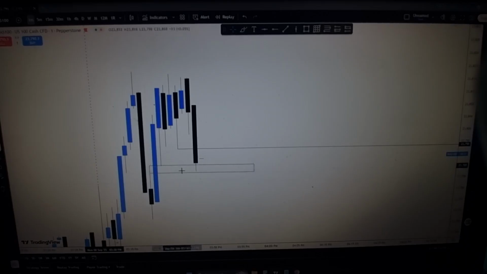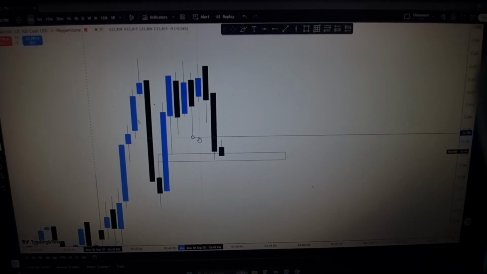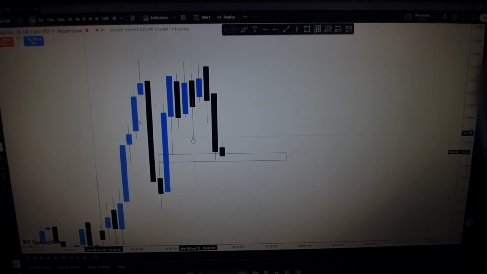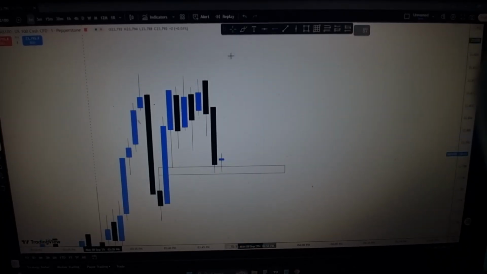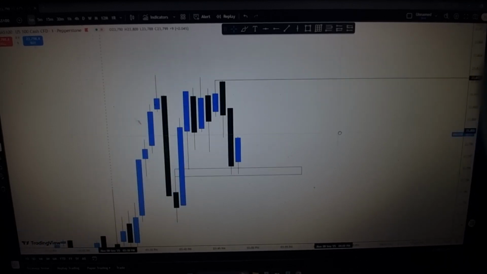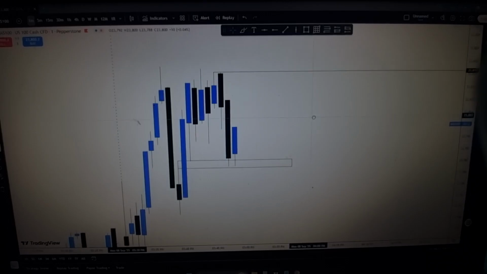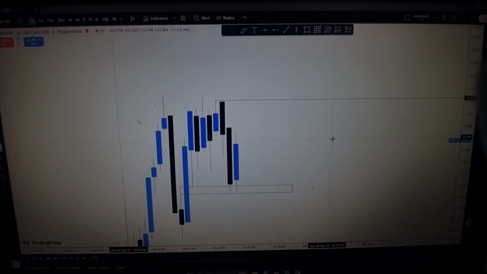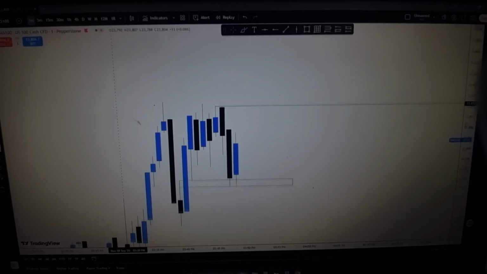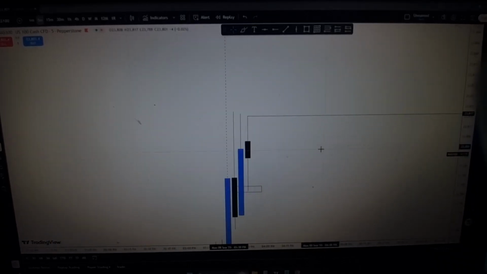Okay, so we do have a close above the fair value gap, and we are seeing buying pressure. We did have a break below this low. So now if we see buying pressure out of it, meaning a break of structure, then I might not be trading. I do not know, let's see.